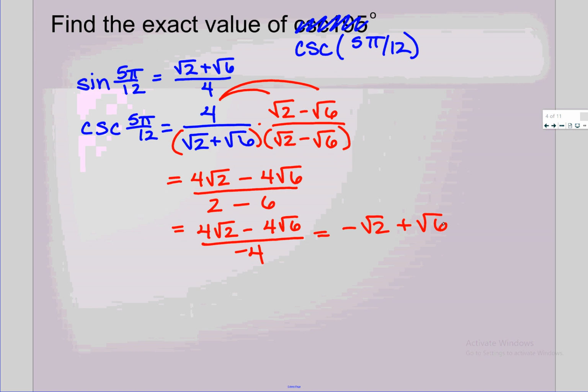And then this you can check also in your calculator if you want to. Of course, you can type the answer in. If you wanted to check the original problem, you would just do 1 over the sine of 5 pi over 12. That's what you would type in your calculator to get the cosecant. And then you can compare the two if you want.